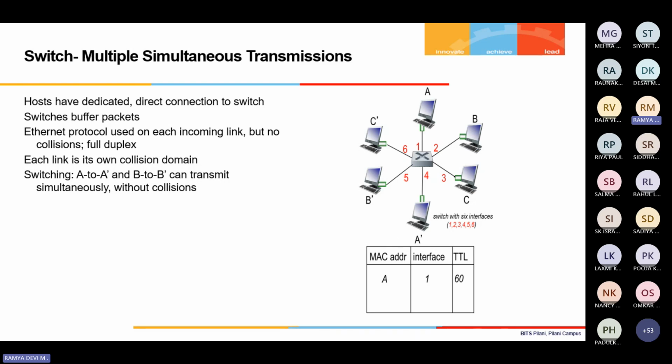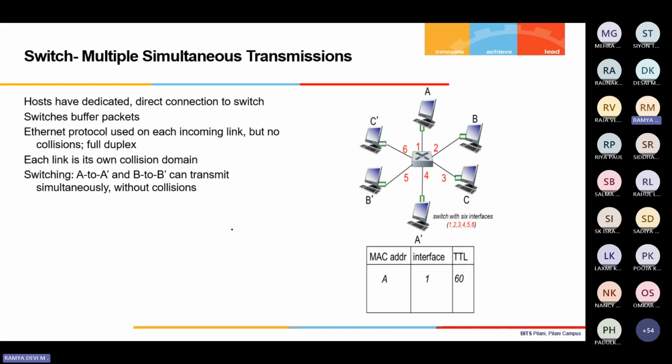So each link has its own collision domain. Okay. Separate connections are there. So it can isolate the traffic between the devices. So simultaneous transmission is supported. Why? Because full duplex communication is given here.